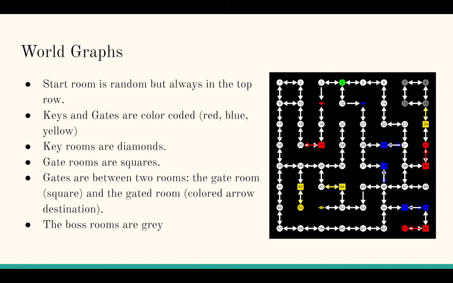And so a gate is in one room and it gates off another room. That's why you see the colored arrow, showing which room it gates off. And then there's also a boss room. They're here in gray, and the boss room has a gate. So that's one of the constraints.